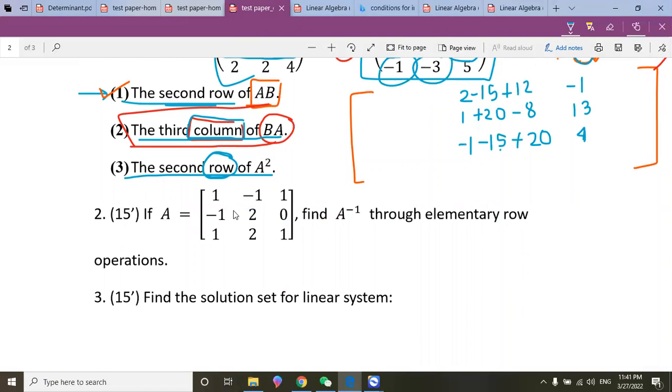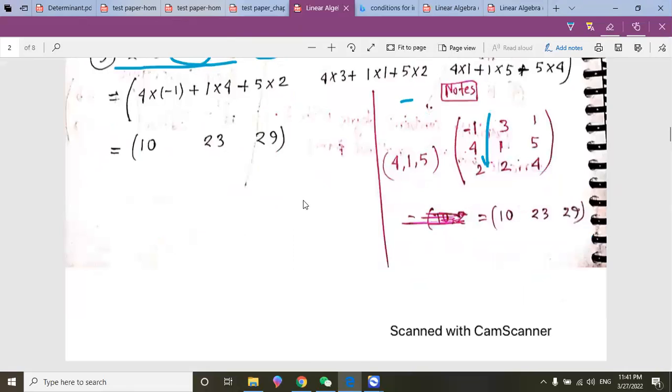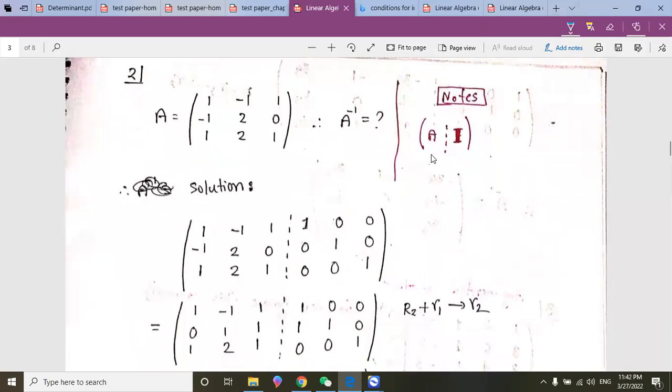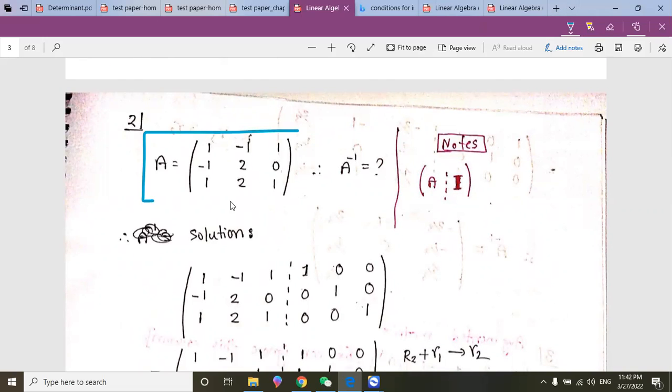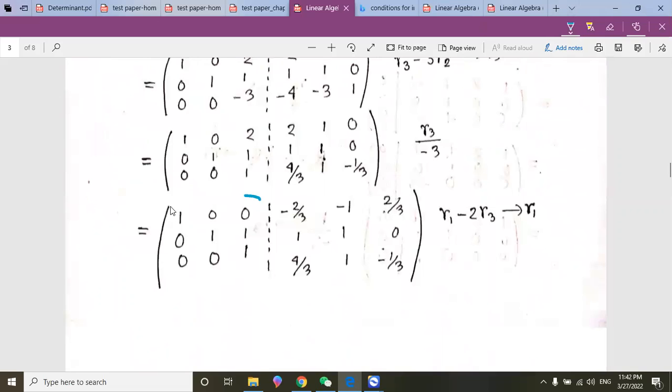So this is: if A is equal to 1, minus 1, 1, minus 1, 2, 0, 1, 2, 1, then find the inverse matrix through elementary row operation. So let's see. To find the inverse matrix through elementary row operation, we just need to convert our matrix A. This is our matrix A. We need to convert this matrix A to something like an identity matrix.